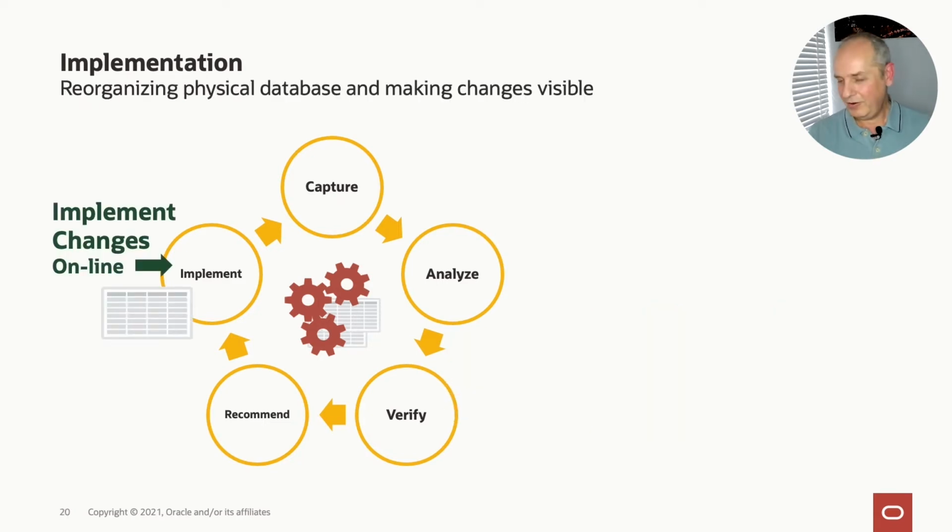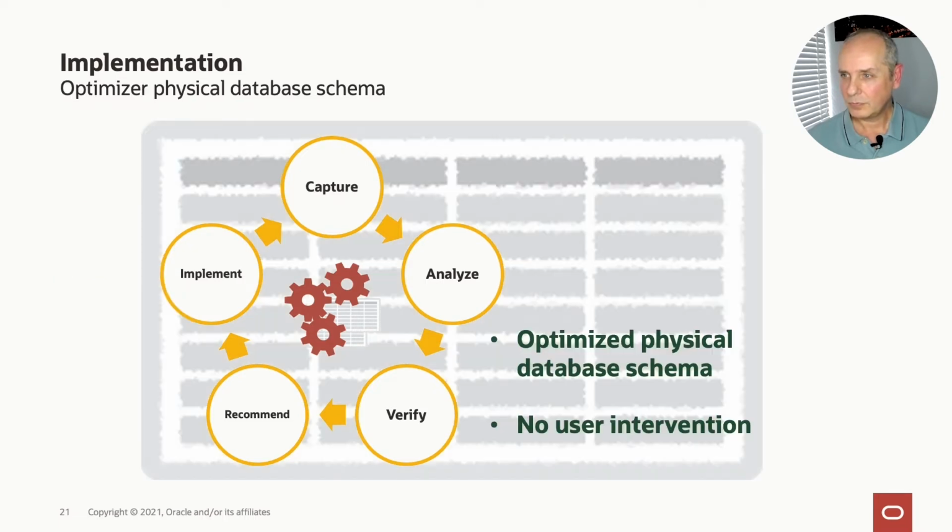I'm going to skip recommend for now. I'll come back to that because, as I mentioned, that's kind of like an internal step, right? We're just feeding through recommend. We want to own it, so we're going to go ahead and implement the changes. These changes are made online, so in other words, they happen transparently. They are transparent to the application. The application doesn't need to stop. So this is something that is essentially added over time, and any operations that we do are basically online operations. The net result of the entire cycle is that we have an optimized physical database schema, and you have that without any user intervention.